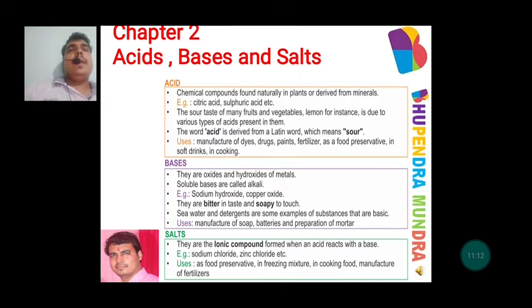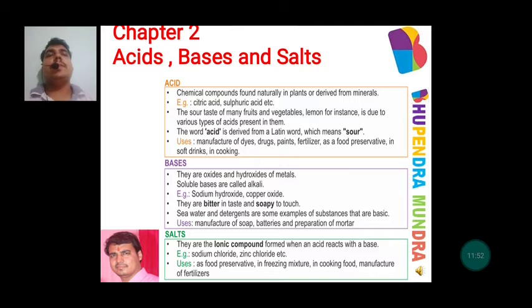The acids are chemicals found naturally in plants or derived from minerals, like citric acid or sulfuric acid. The sour taste of many fruits and vegetables like lemon is due to the various types of acid present in them. The word acid is derived from the Latin word acidus, which means sour. Uses of acids are manufacture of dyes, drugs, paints, fertilizers, as food preservatives, in soft drinks and in cooking also.